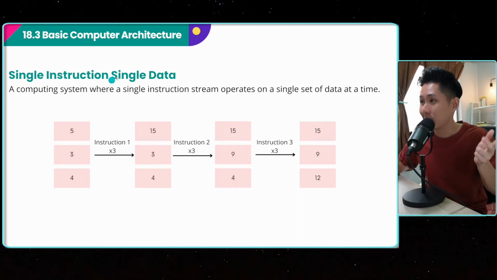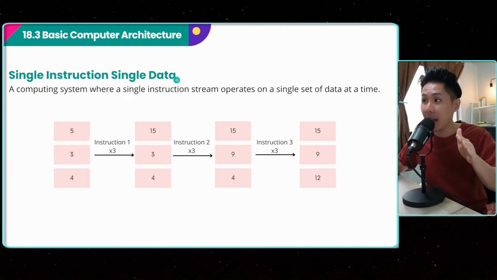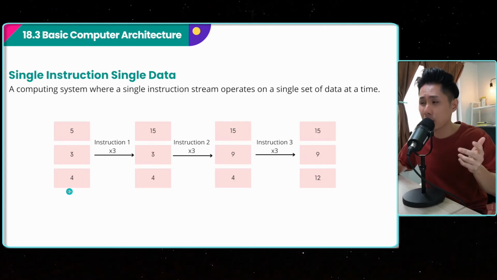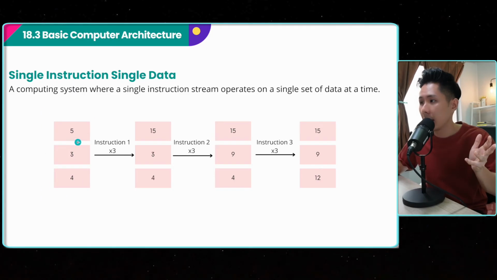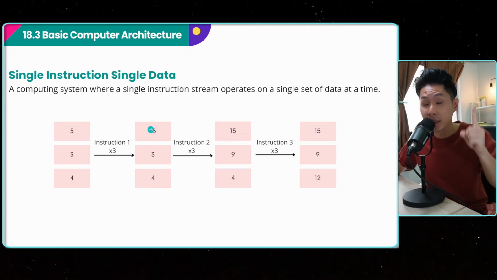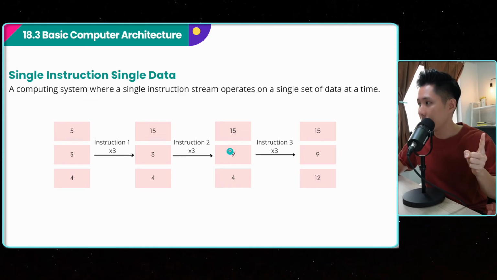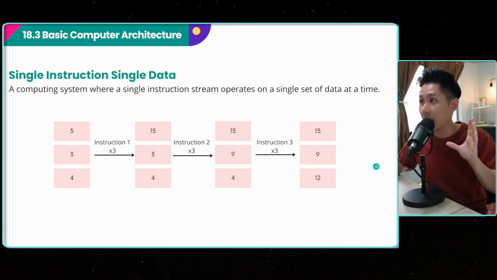Single instruction, single data means that one instruction can only handle one data at a time. For example, I have an array here, and if I want to multiply each number in the array by 3, instead of everything being multiplied by 3, only the first one is, because the instruction only acts on a single data: one instruction, one data. Then the second one, 3 to 9, and then 4 to 12. That's how we do it in SISD. It's pretty simple: single instruction, single data.